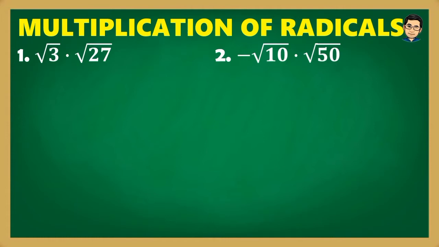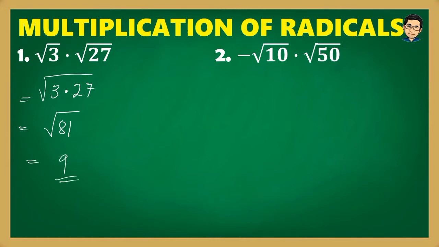Like for example, number 1. The square root of 3 times the square root of 27. As you can see, pareho po yung index, which is 2. So ang gagawin lang natin, i-multiply natin yung 3 saka 27. The product of 3 and 27 is 81. And then to simplify, we will extract the square root of 81. 81 is a perfect square, so the square root of 81 is 9.